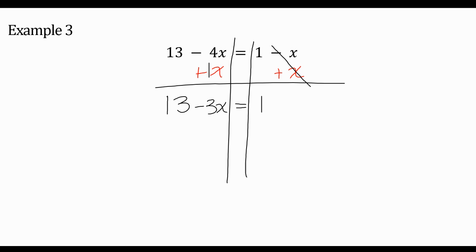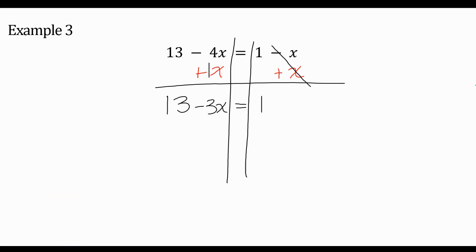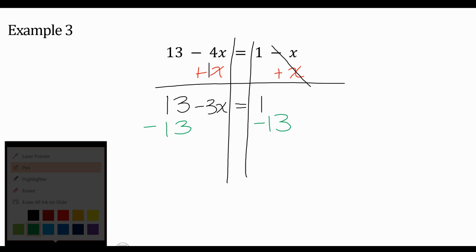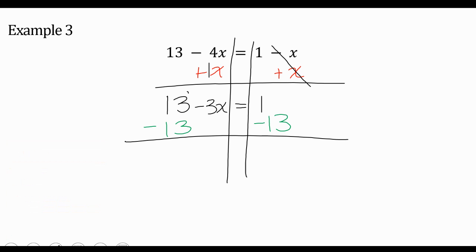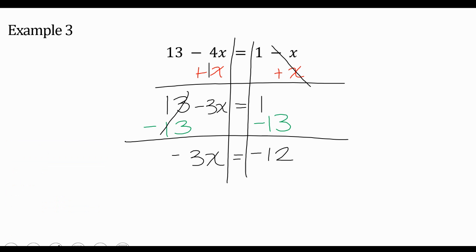Okay, so now let's get closer to isolating that variable, and we're going to move the constant. Remember, if we take something from one side, then we want to take something from the other side. So I'm going to subtract 13 on both sides. So now we get negative 3x is equal to 1 minus 13 is negative 12. So we just have more negatives in this case, but we're still doing the same process. We're still using inverse operations.